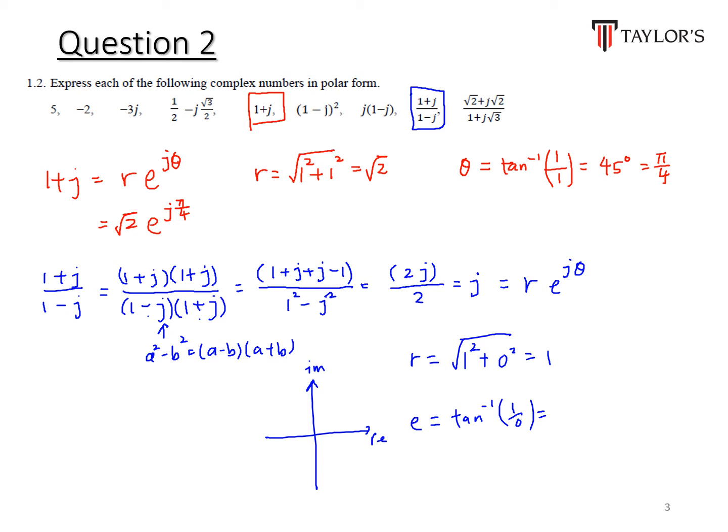So this one will be j only without real part, so it's here. So it's actually 90 degrees. In this case you can draw it out. So this arctangent will give you 90 degrees or pi over 2, either one. So the final answer will be 1 multiplied by e power of j pi over 2. So that's the answer for this question. The rest of them, please solve on your own.